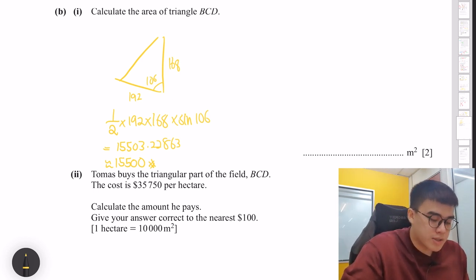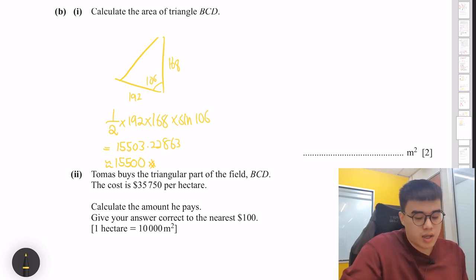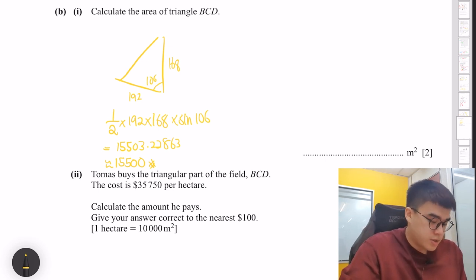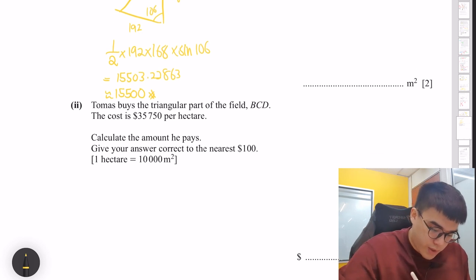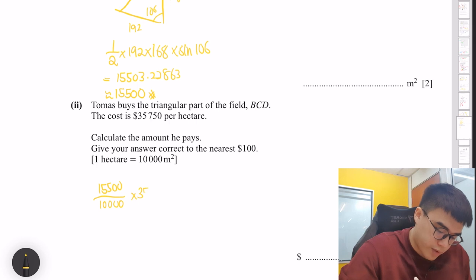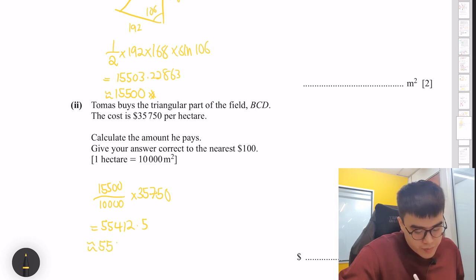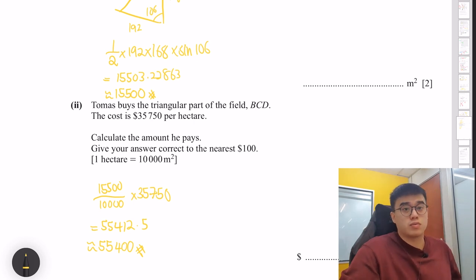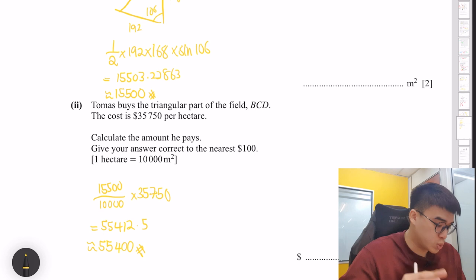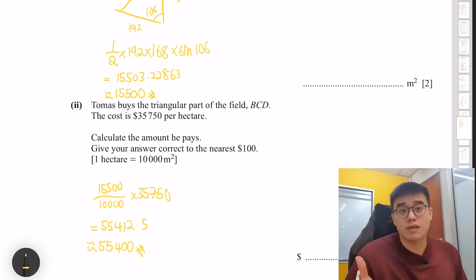Tom must buy the triangular plot BCD. The cost is $35,750 per hectare. Calculate the amount he pays and give your answer to the nearest 100. So this 15,500 has to be divided by 10,000 first, then multiplied with 35,750. That will get you 55,412.5. After correcting to the nearest 100, you will get 55,400. This is the final answer for part two. Pretty straightforward. Everything was clear cut and the information was given to us at the start.